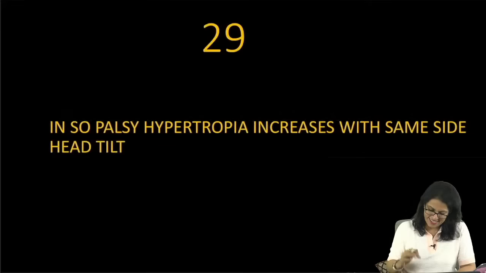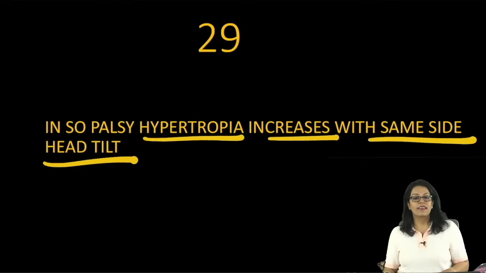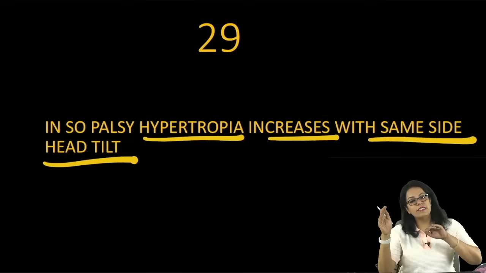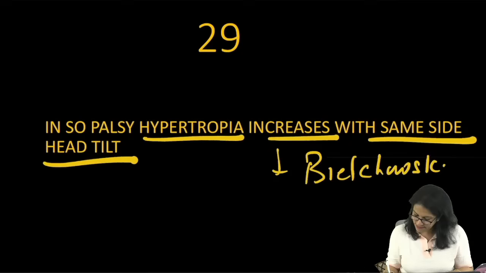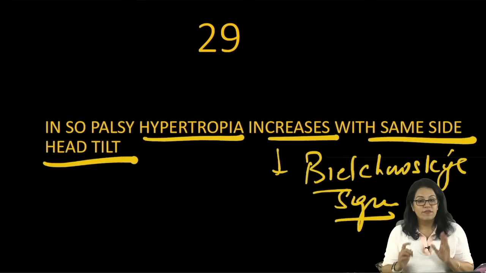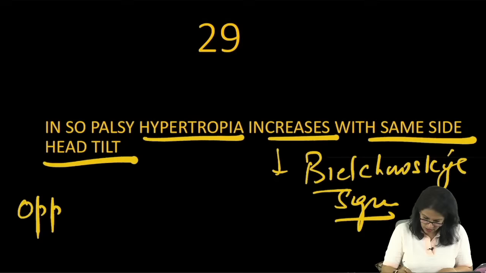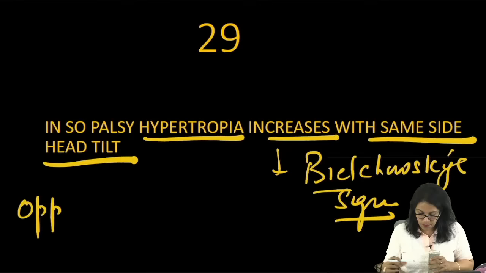Next, in a superior oblique palsy, hypertropia increases with same side head tilt. We all know this, we have discussed this so many times. If there is an SO palsy of the right side, suppose this is the hypertropic eye, then the hypertropia increases with same side head tilt. That is called Bielschowsky sign. Everyone knows that you have learned this. Just check my previous sessions as well. And very important, it will be same side head tilt and opposite gaze. This has been explained so many times, please revise this point as well.